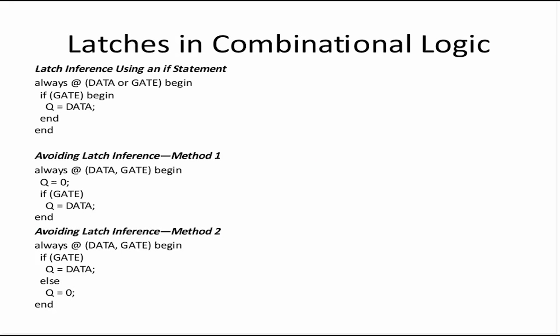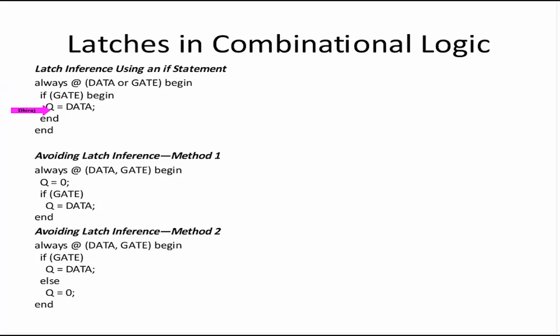Now we see how latches appear in combinational logic and how to prevent them. If you have something like this: always @(data or gate), if gate is true, then Q gets data. It means if gate is false, then the value of Q is not changed. This is again latch functionality. So this code here is actually proper code for a latch. Now let's say you wrote this code by mistake. You do not want the latch, but you want a combinational circuit. How do you correct it?